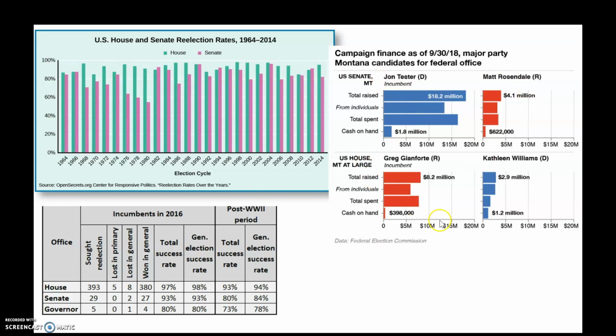On this same graph, it has also the House, because Montana's only got 3 electoral college votes, therefore it's got 1 House member. They call it at large when it's just 1 House member. And again, you can see here how the incumbent Greg Gianforte, a Republican, 8.2 million. His opponent, Kathleen Williams, 2.9 million. So incumbency is really important. The coattails effect as well.